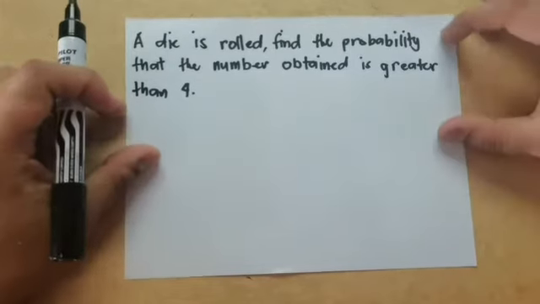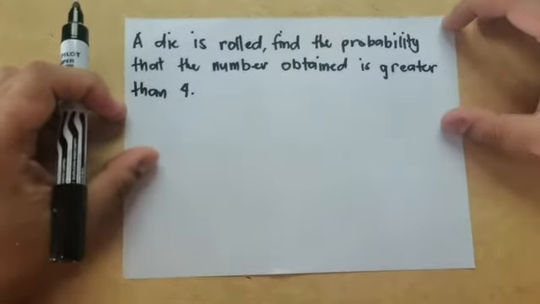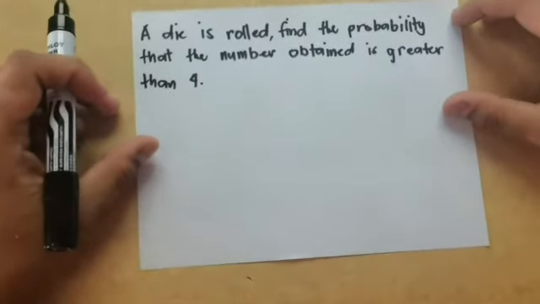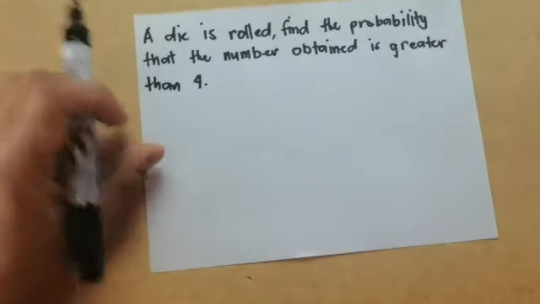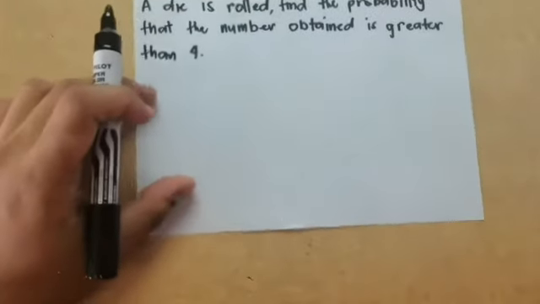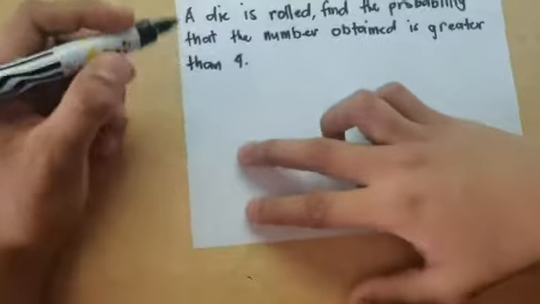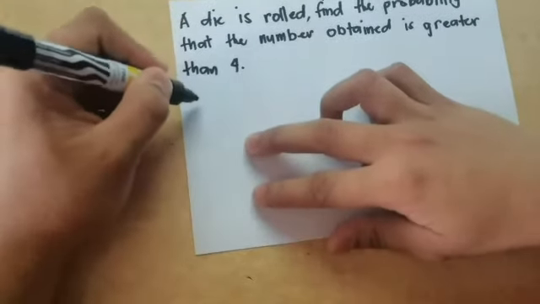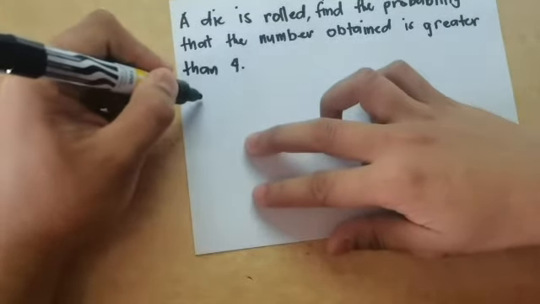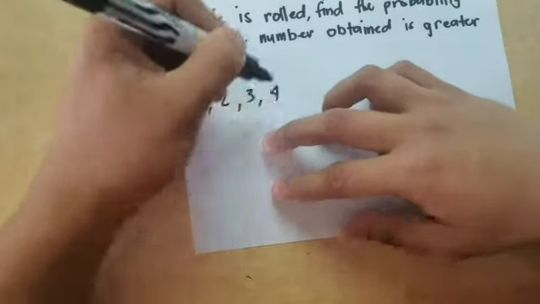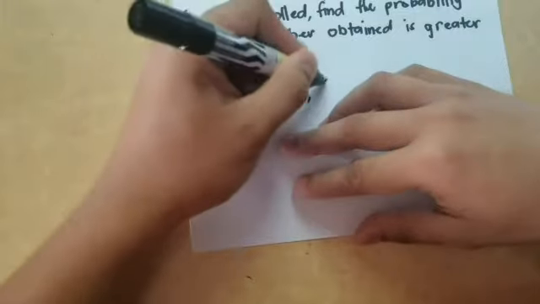A die is rolled. Find the probability that the number obtained is greater than 4. So another probability problem. A die, I'm just going to write here, a die has 6 sides. Side 1, 2, 3, 4, 5, and 6.